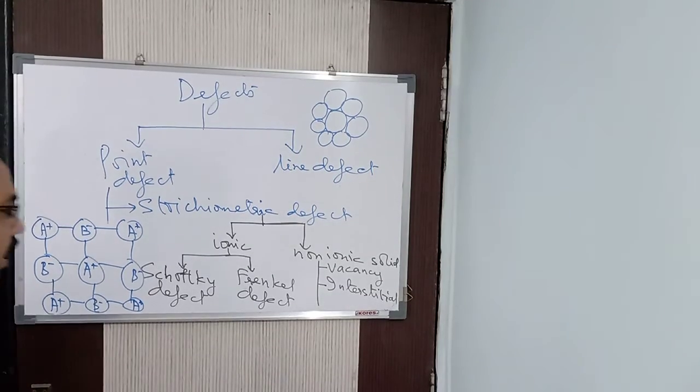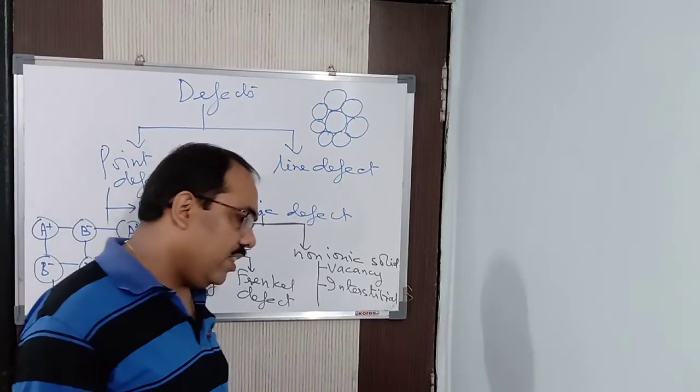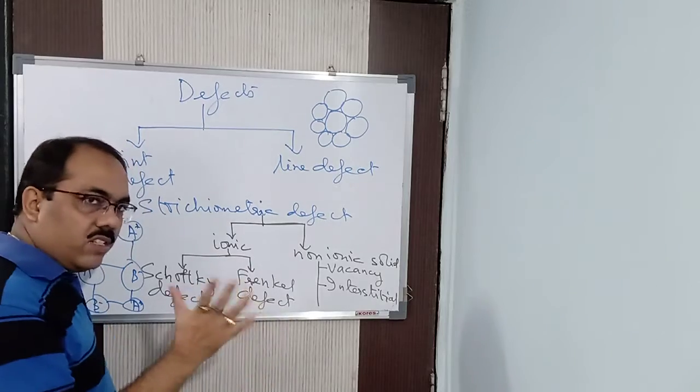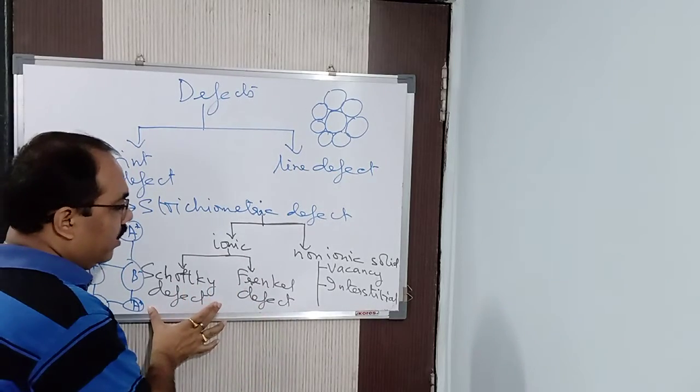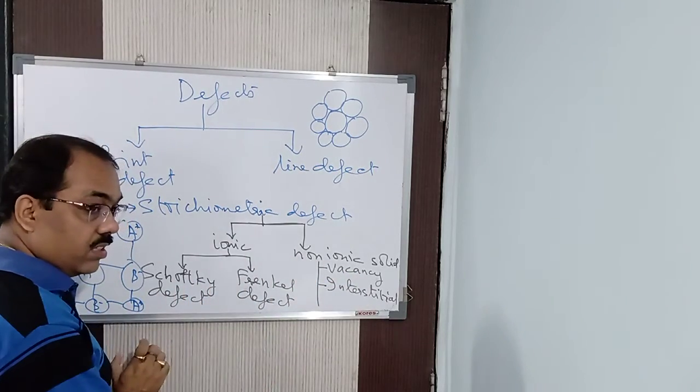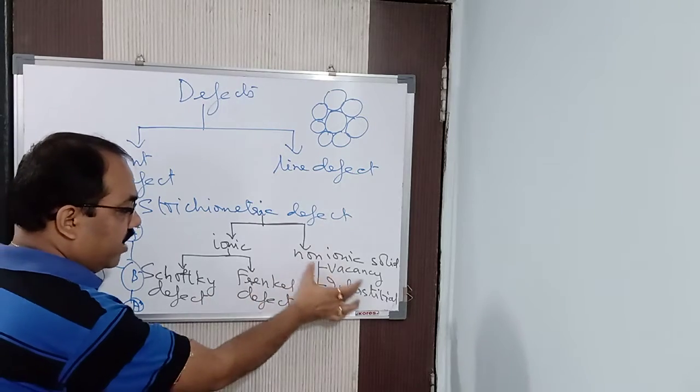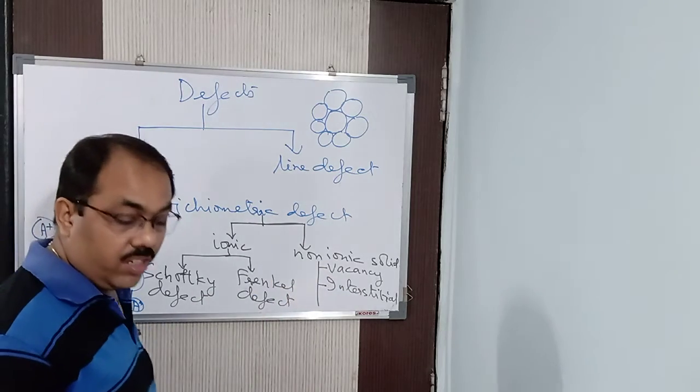Now, in case of Frenkel defect, one thing let me tell you: you have understood a little bit now that Schottky defect is similar to vacancy defect. And now you will see that Frenkel defect is similar to interstitial defect. You will see it now.